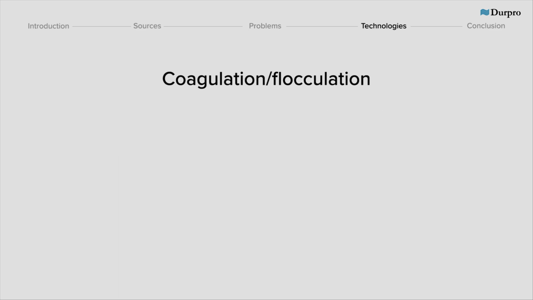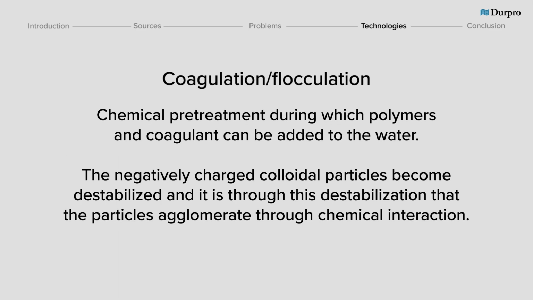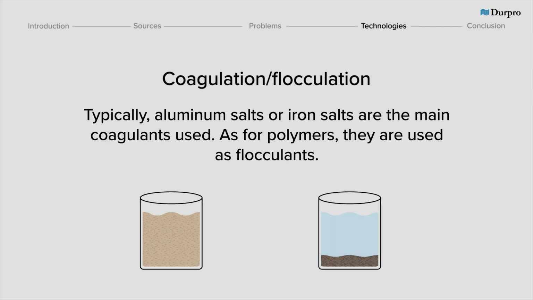Coagulation/flocculation. The coagulation/flocculation step consists of a chemical pretreatment during which polymers and coagulant can be added to the water. At the same time, it is common to see a pH adjustment performed to promote precipitation reactions. In short, in this way, the negatively charged colloidal particles become destabilized, and it is through this destabilization that the particles agglomerate through chemical interaction. Typically, aluminum salts or iron salts are the main coagulants used. As for polymers, they are used as flocculants.